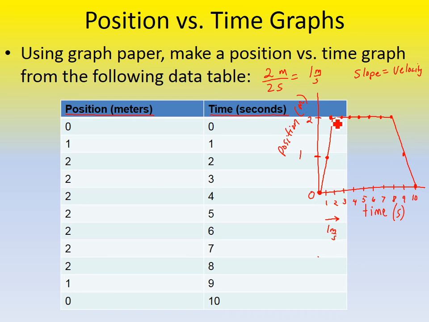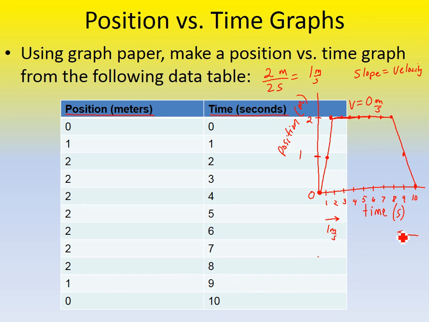Now from 2 seconds all the way over, it looks like, to 8 seconds, how would you describe its motion? Stop. So that car did what? It stopped instantly. So velocity here is 0 meters per second. Rise over run, it didn't rise any. It did run 6 seconds, but 0 divided by 6 is still 0. So your velocity is 0. Here it stopped. Now, what's happening from 8 to 10 seconds?